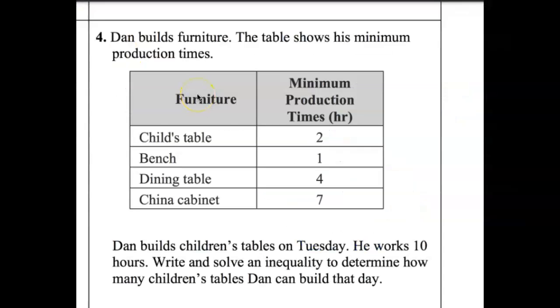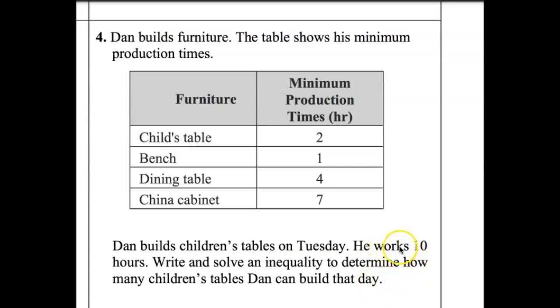For the next word problem, we've got a table to look at for important information. Dan builds furniture. The table shows his minimum production times. Dan builds children's tables on Tuesday. He works 10 hours. Write and solve an inequality to determine how many children's tables Dan will build that day.